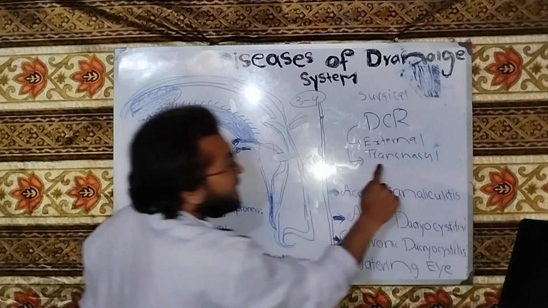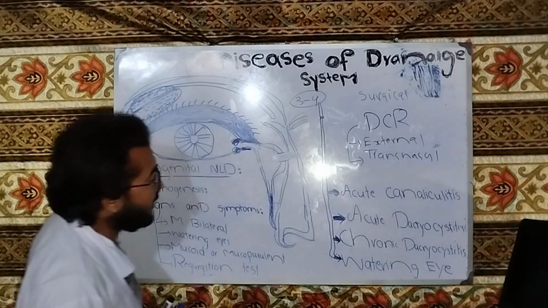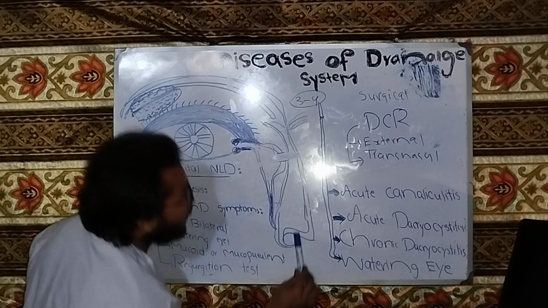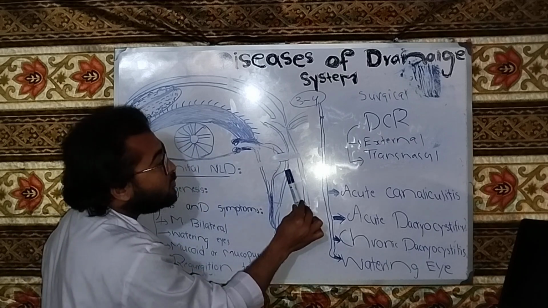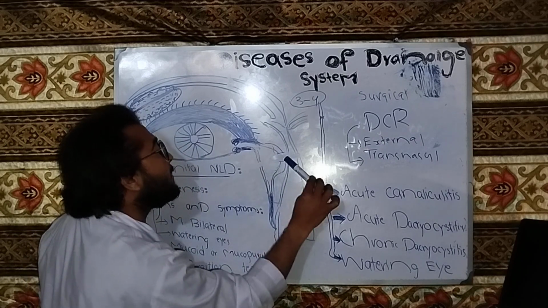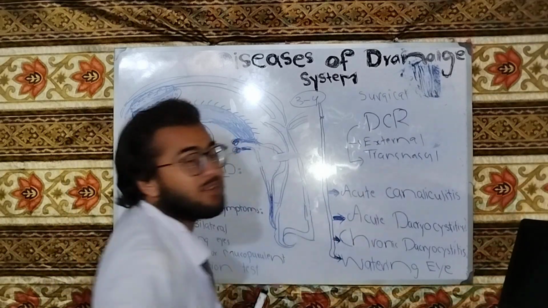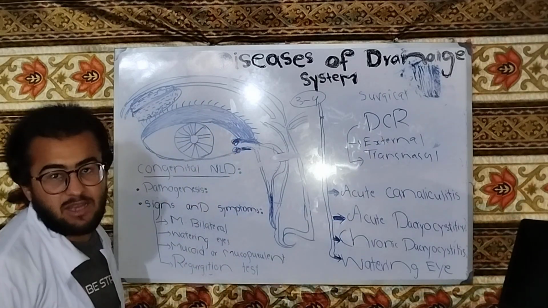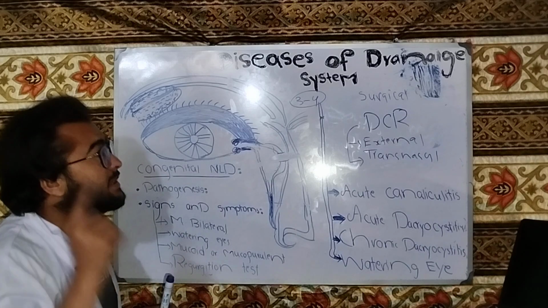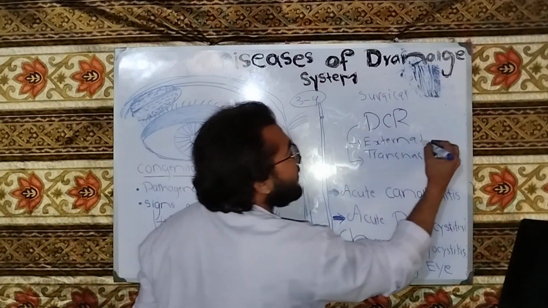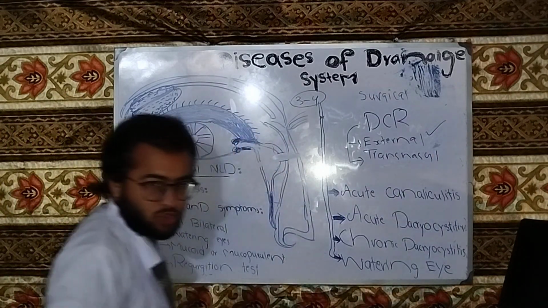And we have the transnasal or endoscopic DCR. We go through the nose, and through the laser, we make an opening from the nose. This is called transnasal DCR. But the success rate is more in external approach.